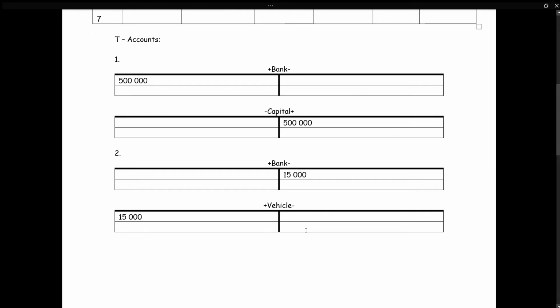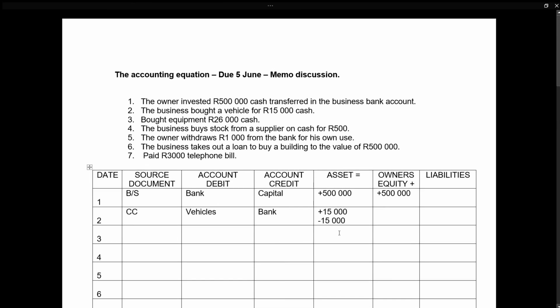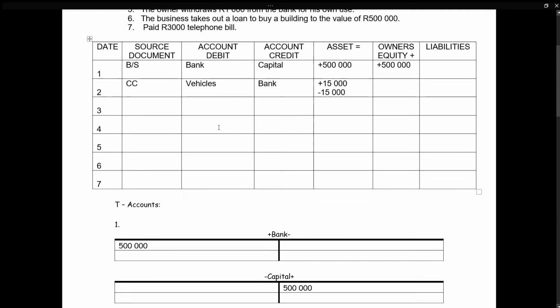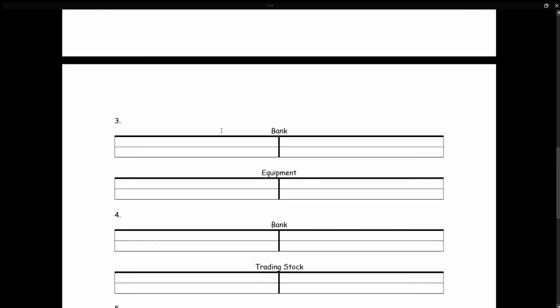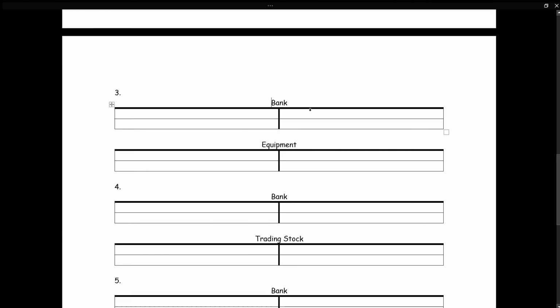Right, so the next one. Let's just quickly test this. Plus 15,000 minus 15,000 equals 0 plus 0. Therefore, we have done the second one correctly. Right, the third one. Bought equipment for 26,000 Rand cash. It's going to look more or less the same. Bank is classified as an asset, therefore plus and minus. Equipment is classified as an asset, plus and minus.